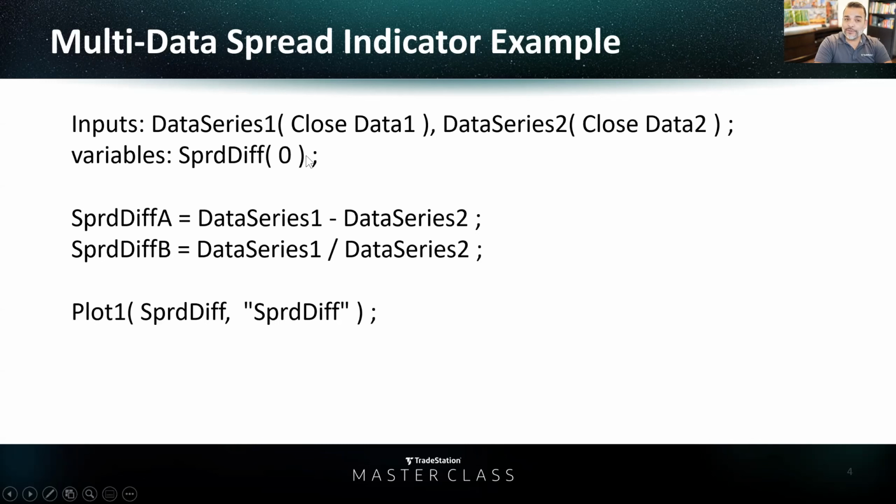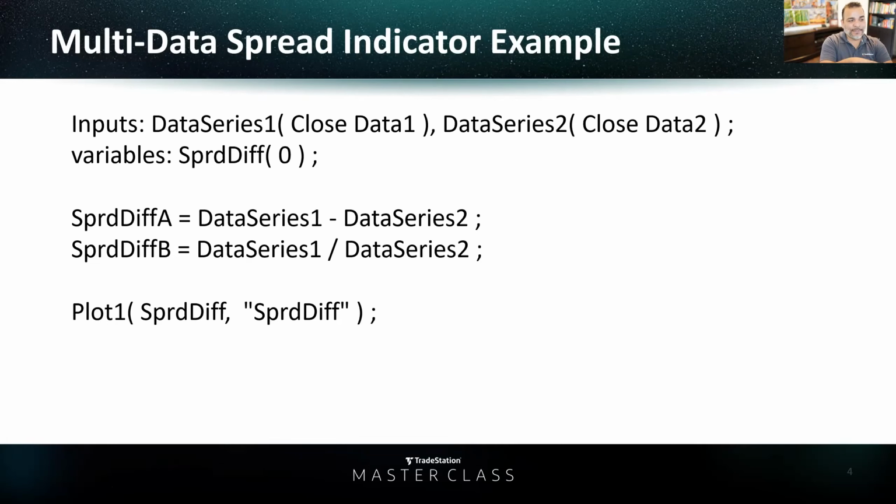So if you were to put this into code and try to verify it, as soon as it gets to this line 3 of code, it's going to say, well, spread diff A, I don't recognize that word. You didn't tell me that you were going to use that word spread diff A. I have spread diff, that I know what it is because you declared it as a variable, but not this one, A or B. So that's going to give you an error.